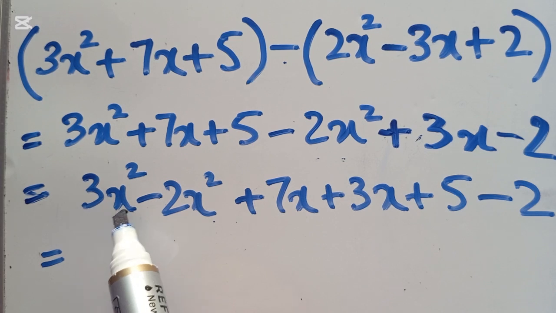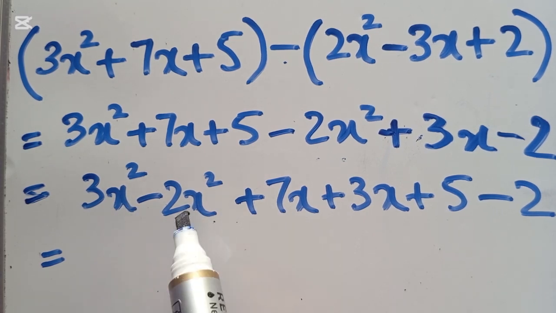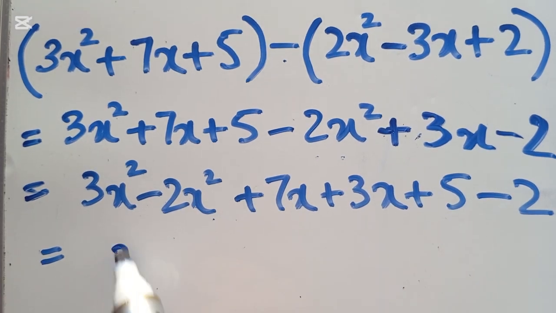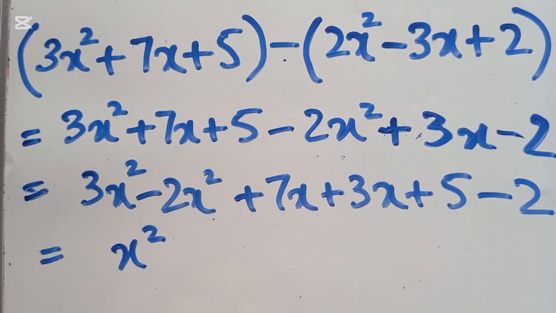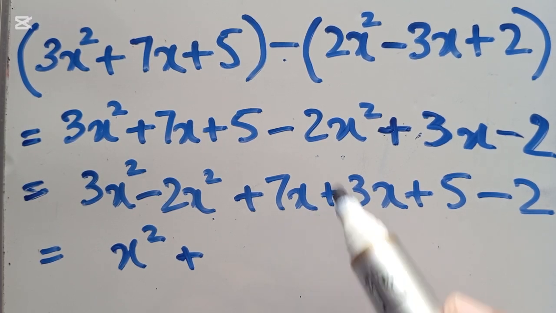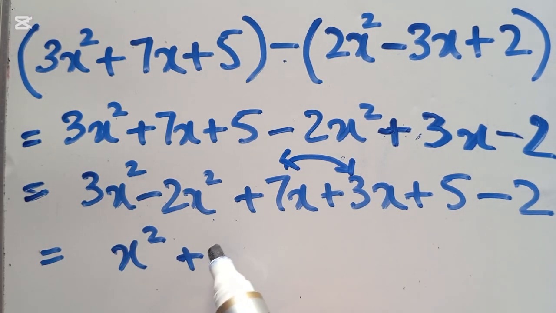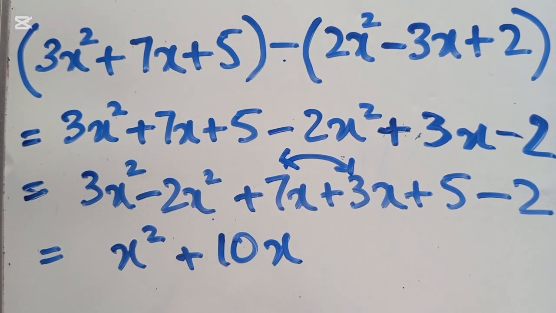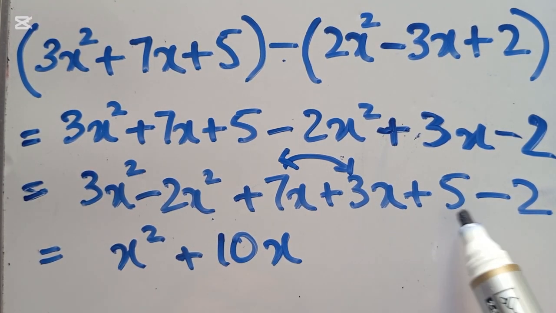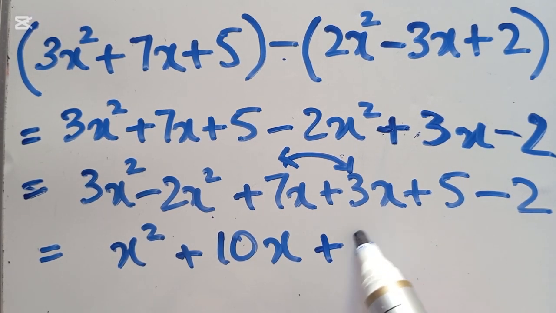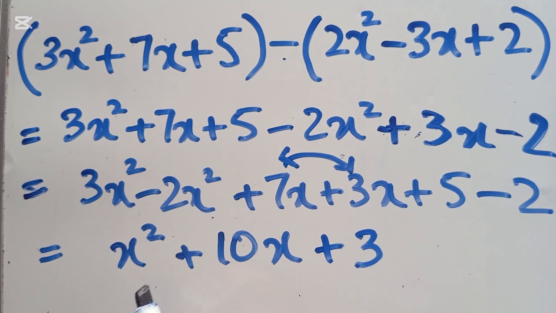So here 3x square minus 2x square means 3 minus 2, and 3 minus 2 gives you 1. There's no need to write 1, so we will write only x square. Then 7x plus 3x means only add their coefficients, these two. 7 plus 3 will give you 10, so the answer will be 10x. And subtract these two constants, 5 minus 2, this will give you only 3. So the final answer will be x square plus 10x plus 3.